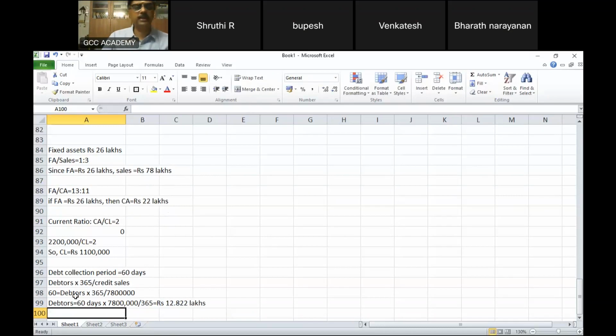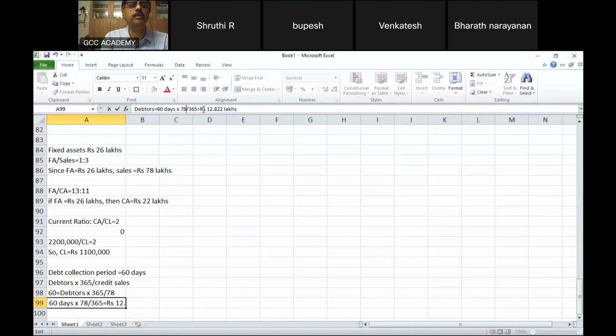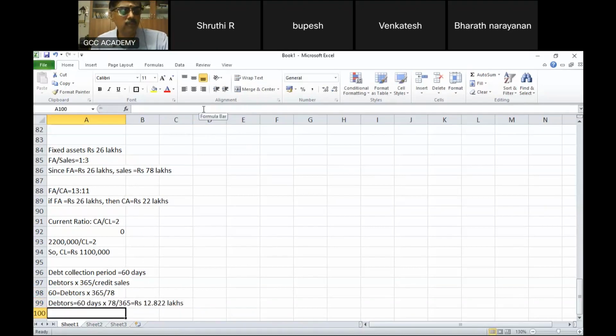So debtors into 365 by credit sales is the formula, and we know the collection period is 60 days. So 60 days is equal to debtors into 365 by 78 lakhs. I am writing 78 in lakhs so that it is easy for you to understand. In the same way, debtors is equal to 60 days into 78 by 365. So 60 into 78 by 365 will give you 12.82 lakhs, 12.822 lakhs, that is debtors.